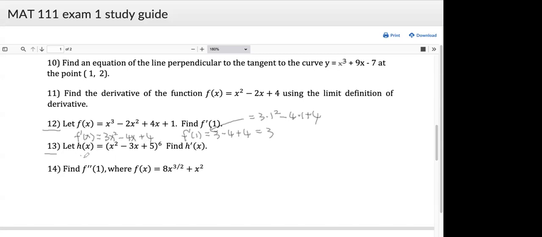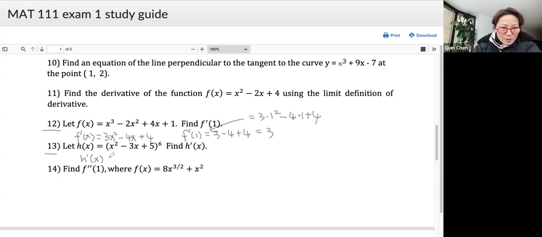Okay, let's see 13. We need a chain rule. So h prime of x. First, we're dealing with the power, 6. So 6 moves forward. Then whatever is inside, we write. Don't combine your steps. Don't skip your steps. Whatever inside, write it. Now 6 minus 1, this is 5. Then multiply the chain part. Take the derivative of the inside, which is 2x minus 3. All right, that's it. You don't need to simplify. That's all you have to write.